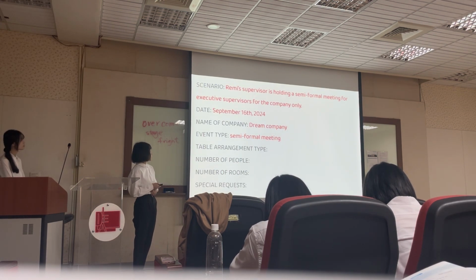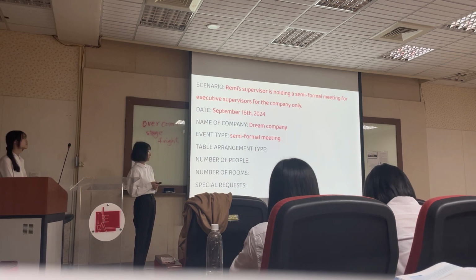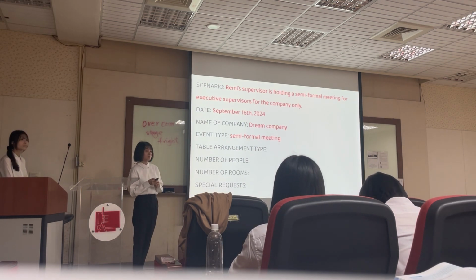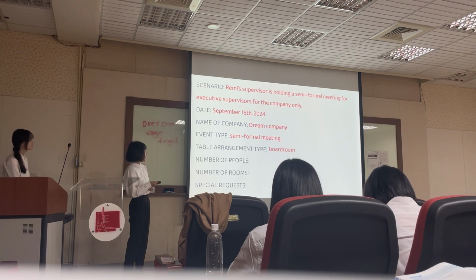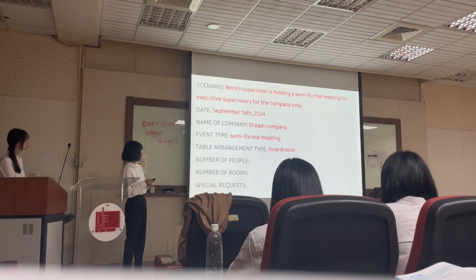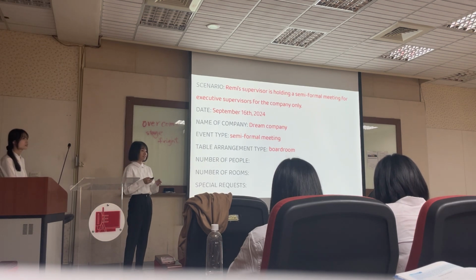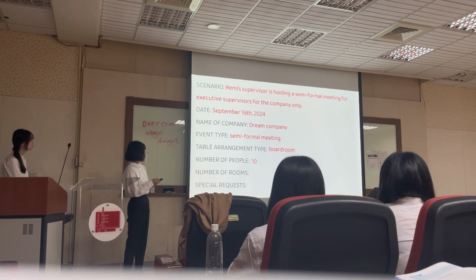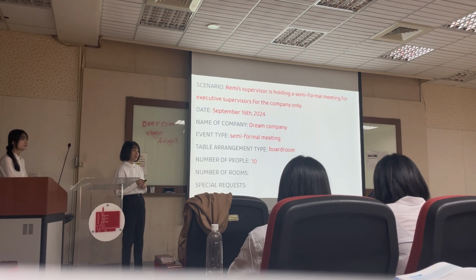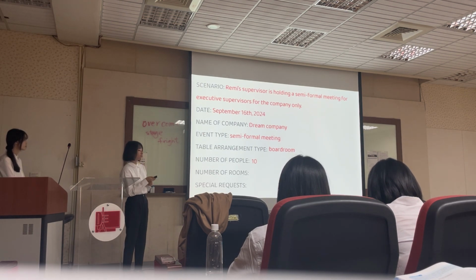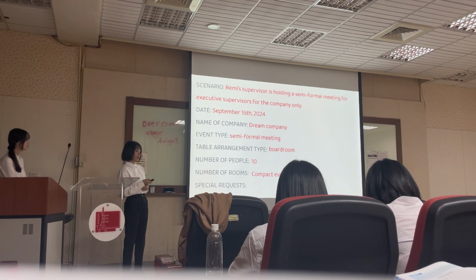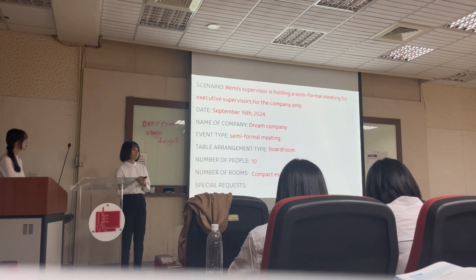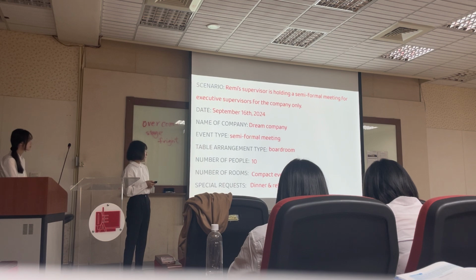Does anyone know the table arrangement type? The answer is 4 rooms. And the number of people? 10 people, yes. The number of rooms? Does anyone know? It's compact event room. And the special request: dinner and refreshment.